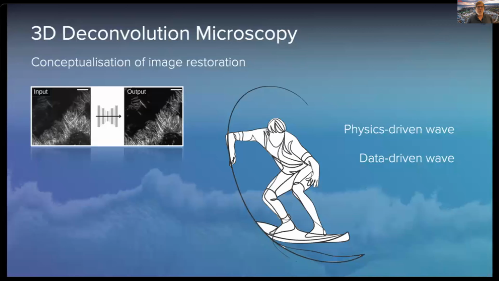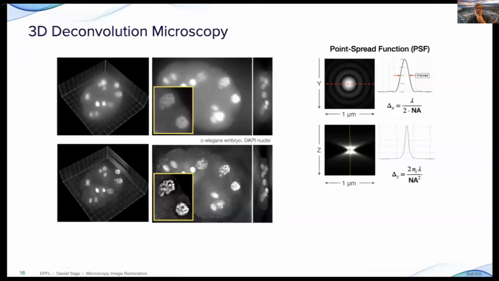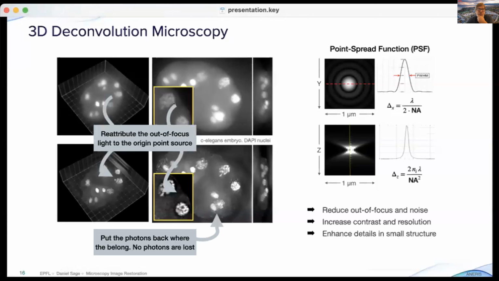So now deconvolution. I speak about deconvolution because, first, I know this topic very well, but also because it contains all the concepts of image restoration. So what is deconvolution in microscopy? First, we are in 3D. In that case, the goal is to reassign, or to reattribute, the out-of-focus light to the original point source. We have a lot of out-of-focus light due to the fact that the PSF has this shape.